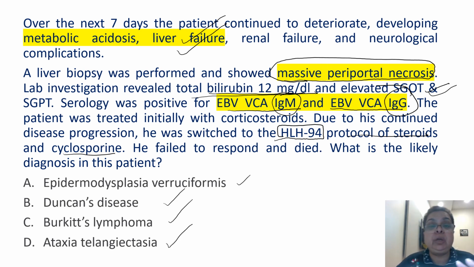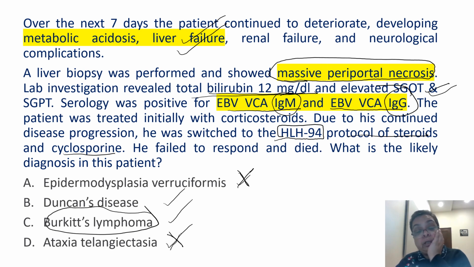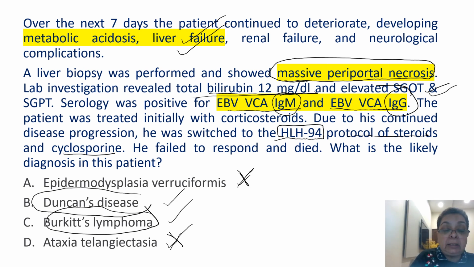Now, we are looking for EBV related diseases. Epidermodysplasia is ruled out. That is due to human papillomaviruses. Ataxia telangiectasia again has no relation with EBV. Burkitt's lymphoma would present as a tumor of the jaw. What is your answer? It is Duncan's disease.